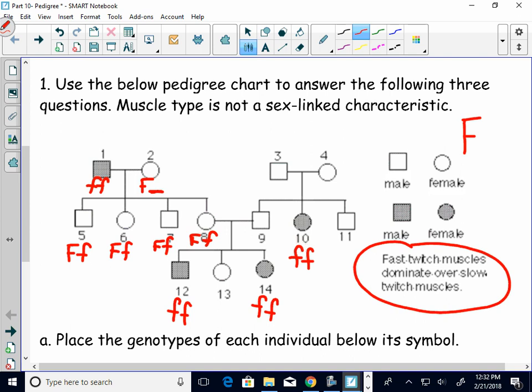Okay? Now, 3 and 4. What can you tell me about 3 and 4? They've got to have what? Huh? They've got to have, each one has to have a lowercase f in order to get number 10 right there, right? Now, do either one of those people, are either of them slow twitch muscle? They're not shaded in, are they? So what's their other one have to be? Capital F. So we know them definitely. That looks like a little f.